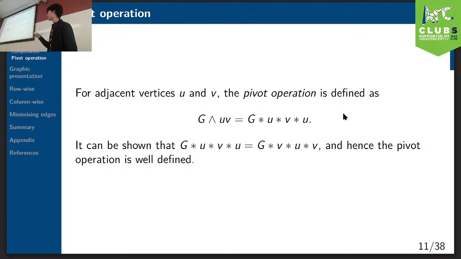It's kind of surprising, but it is true that if you invert on UV and then U, it's the same as doing VU and then V. And so it kind of makes sense to be inverting on an edge. This slightly fixes the problem of commutativity: you just invert on an edge and it doesn't matter which endpoint of the edge you do first.